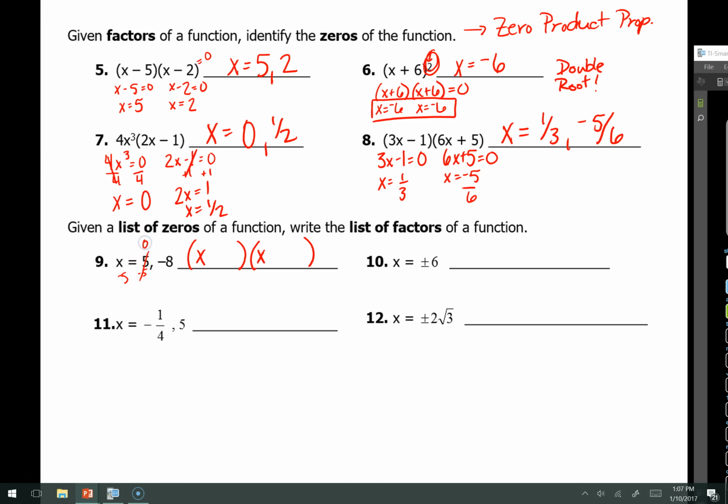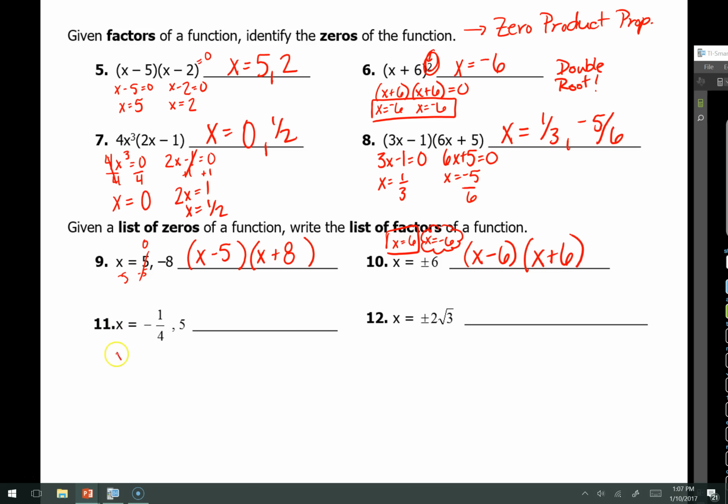Which means that x minus 5 is equal to 0, so that's one of our factors, and x plus 8 is the other factor. If x is equal to plus and minus 6, that means x is equal to 6, and x is equal to negative 6, which means x minus 6 is one of the factors based on that solution, and x plus 6 is another factor based on x is equal to negative 6 when we add the 6 over so that it's set equal to 0.